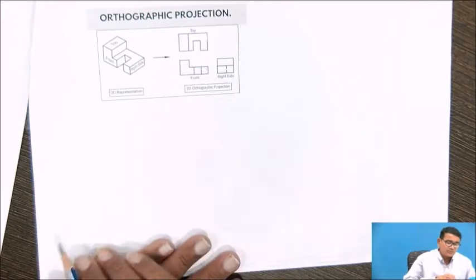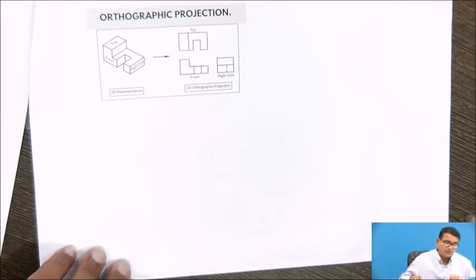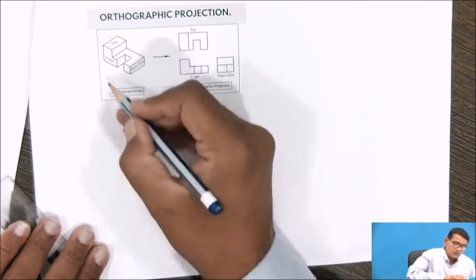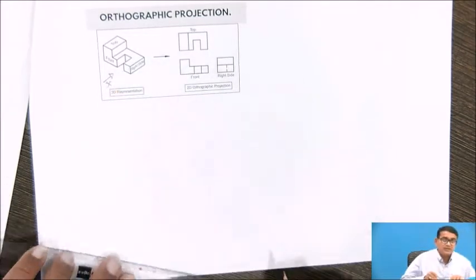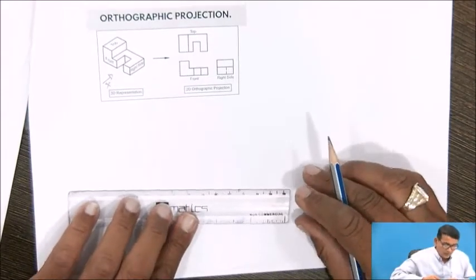Now this is the object. This object is to be placed in front of you. So in this direction, in the direction of X, you have to draw the front view. So how do you have to draw it?